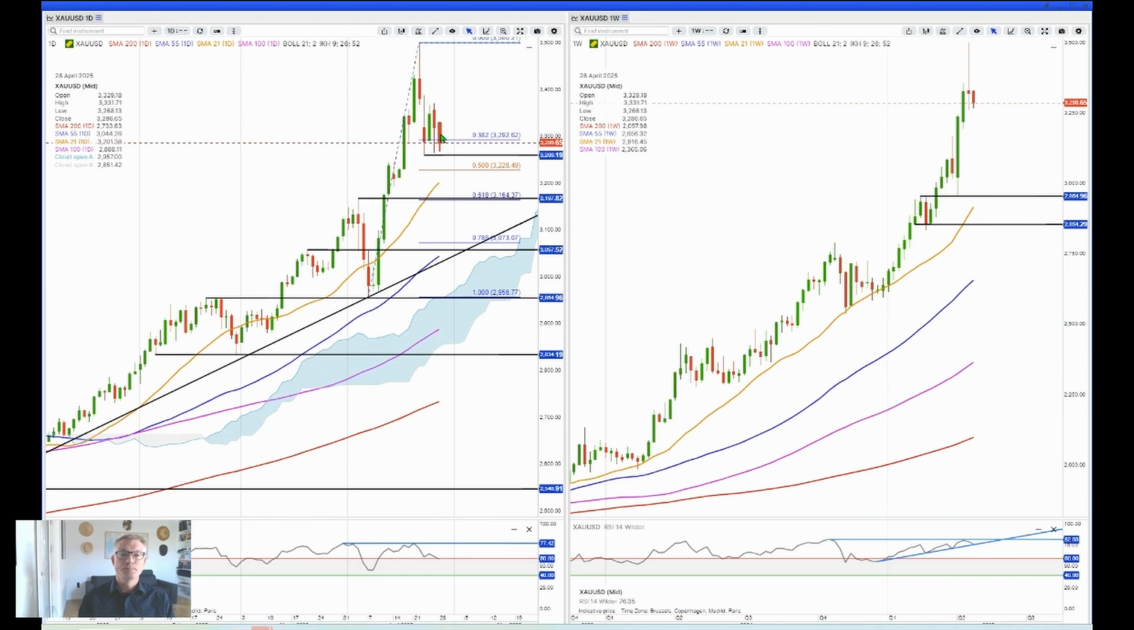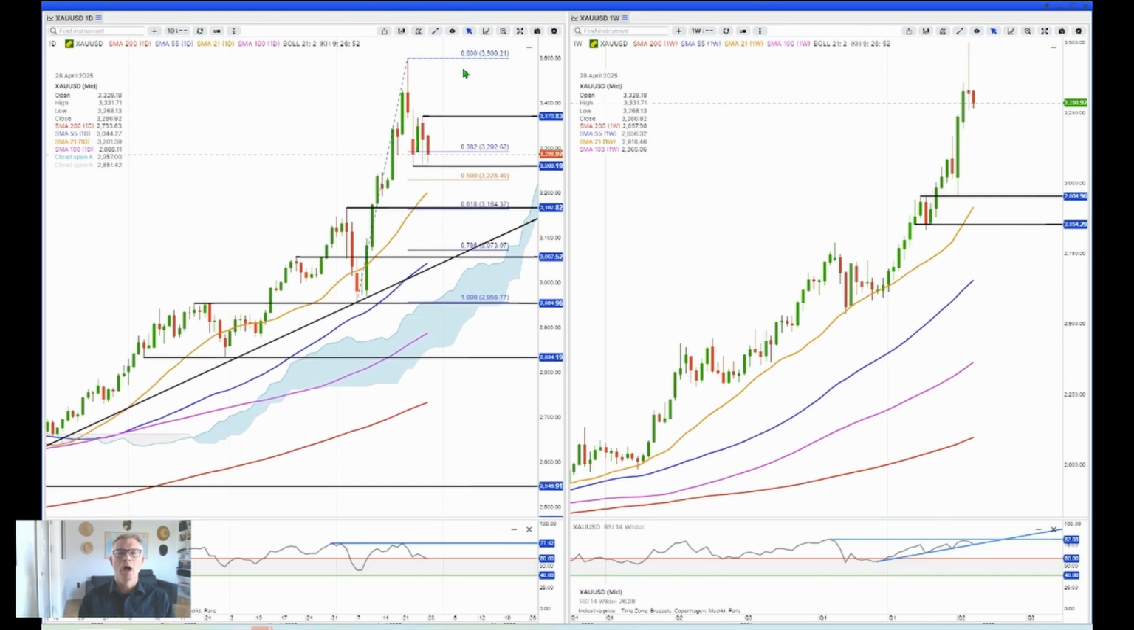However, if gold starts moving back above the 3,371, then it could try to push for a new high and at least test the previous peak here at 3,500. So those are key levels to watch out for the next few days and the next week or so. So let's see about that.